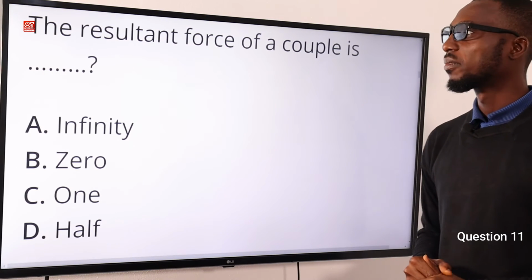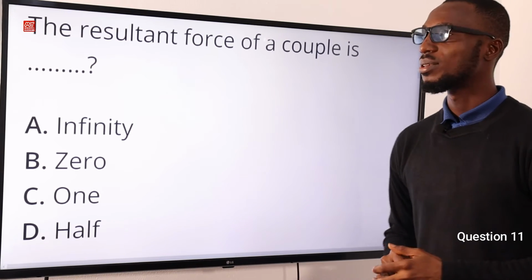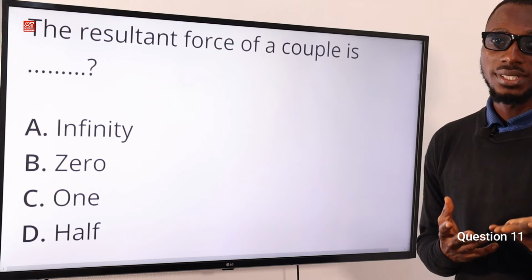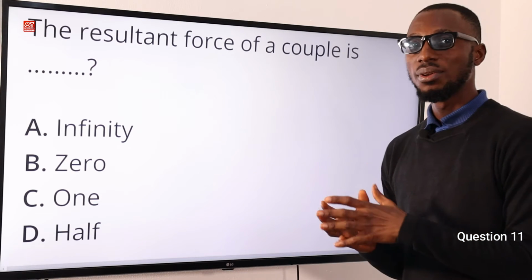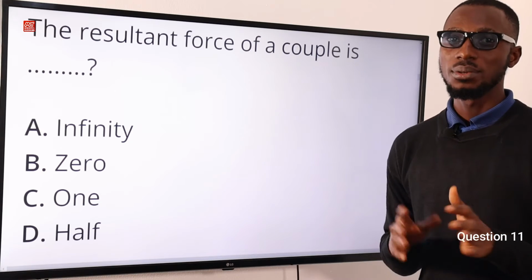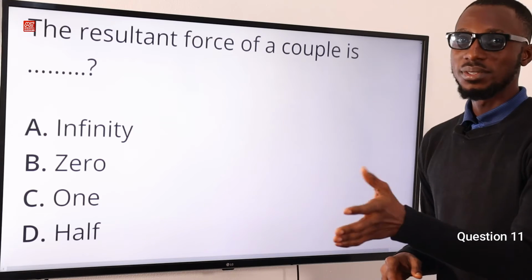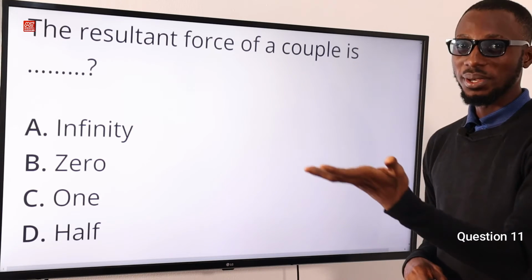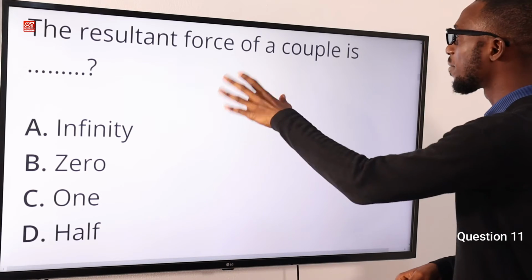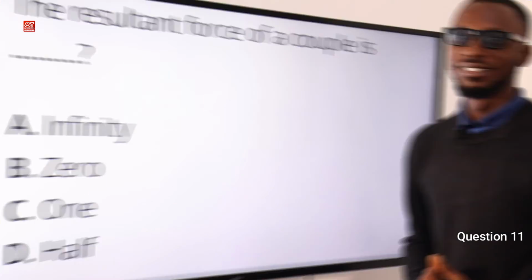Number 11, the resultant force of a couple is what? Okay, so just know that a couple is a system of forces whose resultant force is equal to 0, but the resultant moment is not equal to 0, M equals F times D. Remember, moment. So the resultant force is equal to 0 for a couple. So the correct option here is option B, 0. The resultant force of a couple is 0. We find that in option B.